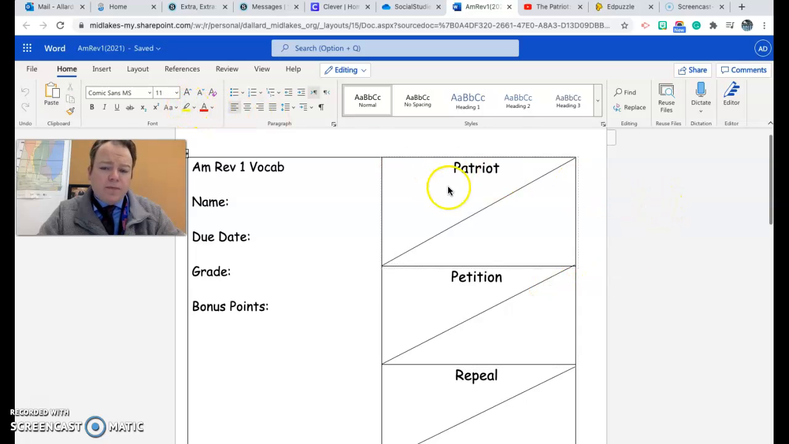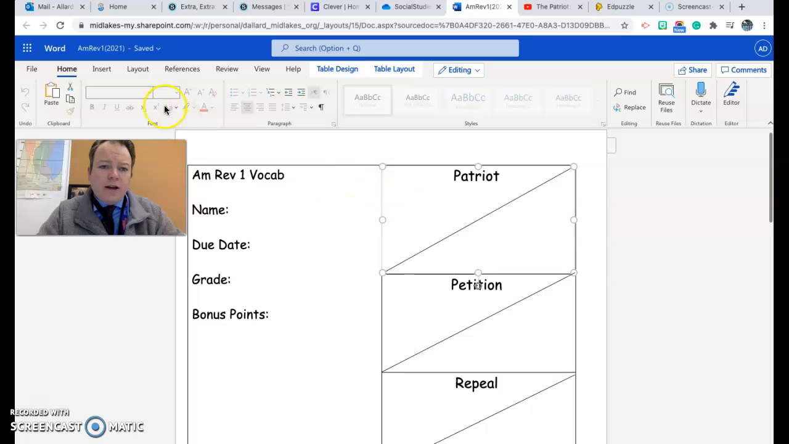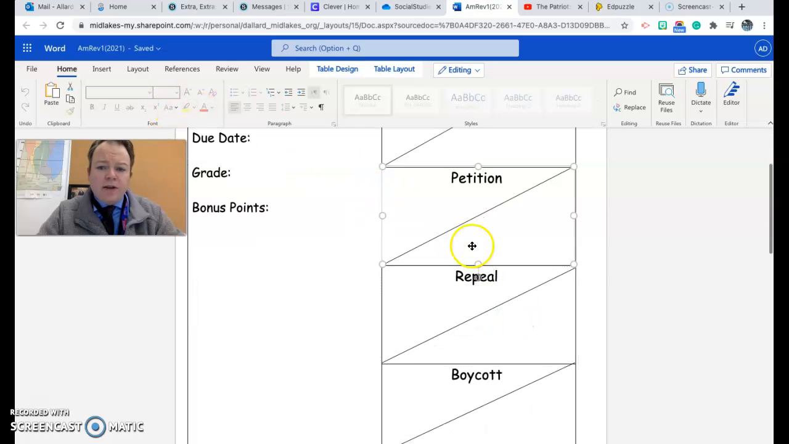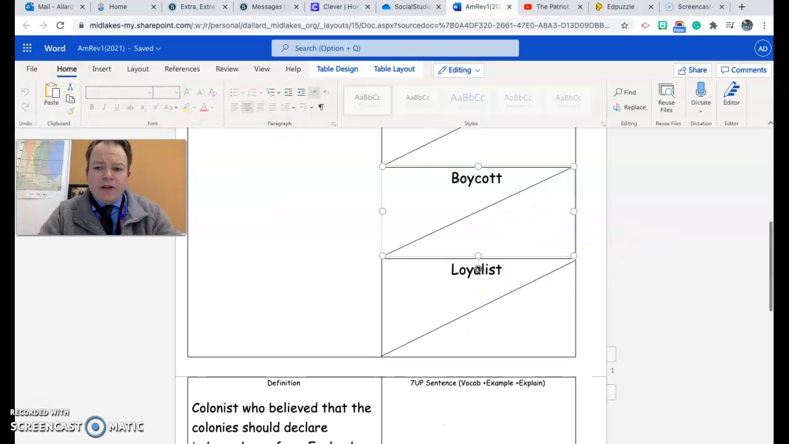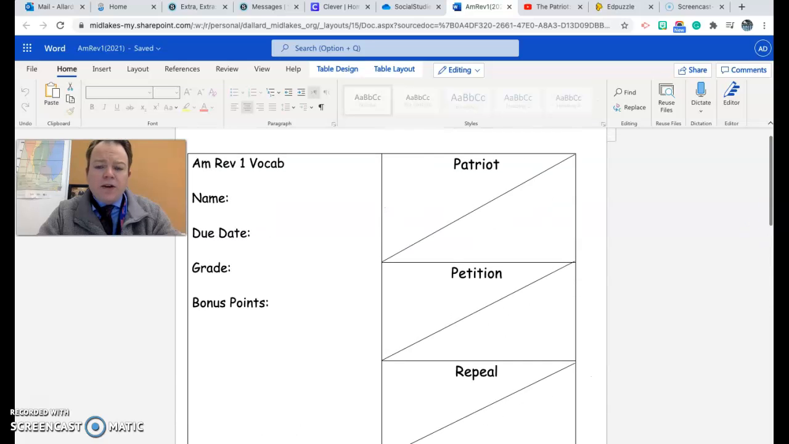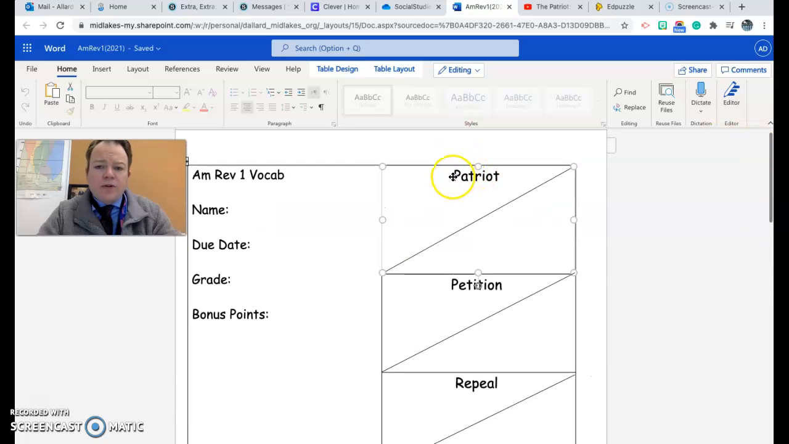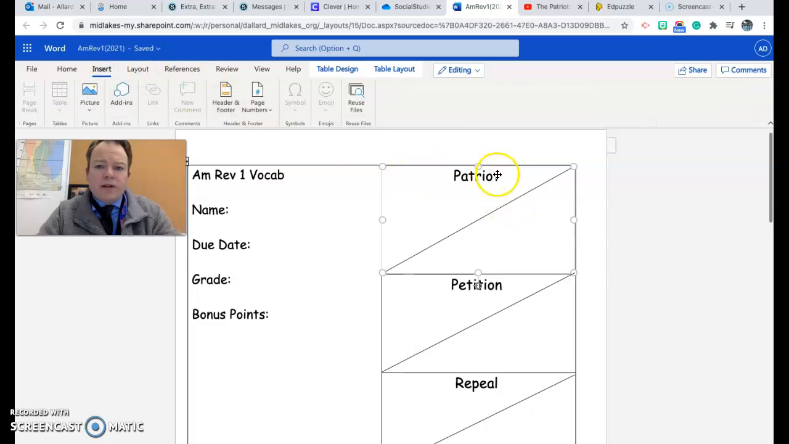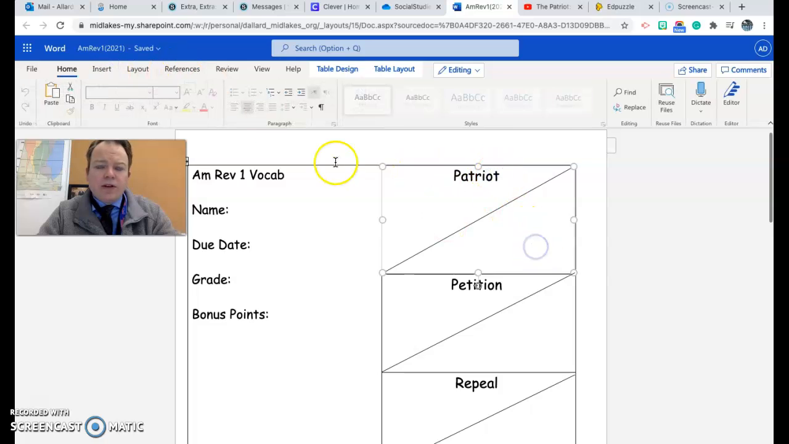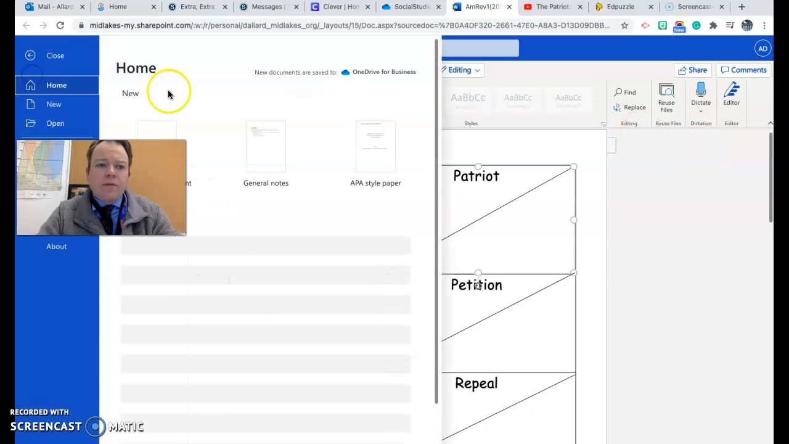I think it's because I'm in the master document. It's not going to let me physically type anything. But in here is where your one-word definition can go. I don't know why it's not letting me get in there. Hopefully you guys are not having this problem.